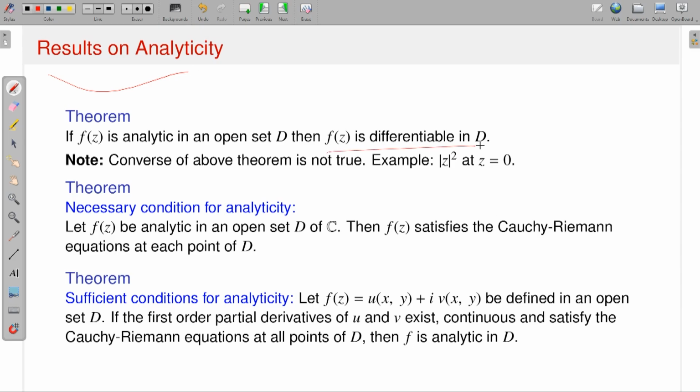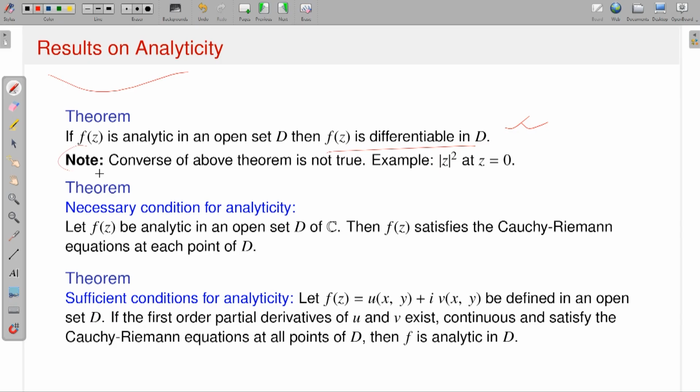Yes, f(z) is analytic in an open set means, by definition, that it is analytic at each point. Since it's an open set, the meaning of analyticity is differentiability at each point. So it follows from the definition. You can think of it as a theorem: analyticity on an open set implies differentiability in D.